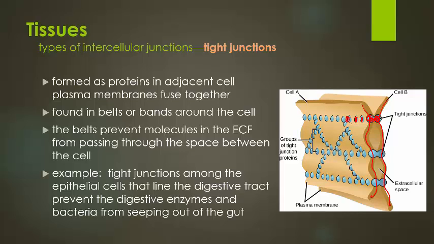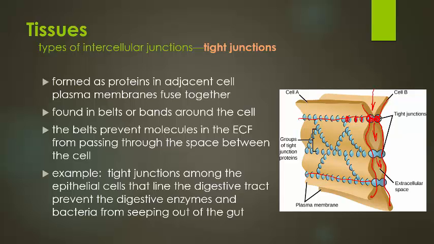So tight junctions are found in belts or in bands that wrap around, that bind 2 cells together. And these protein molecules hold the cell membranes so close that extracellular fluid has a difficult time getting between them. So this is almost a watertight and molecule-tight junction here. And that's why they're tight junctions, because they hold it so tightly. And so one example of where we find tight junctions is in the epithelial cells that line the digestive tract.